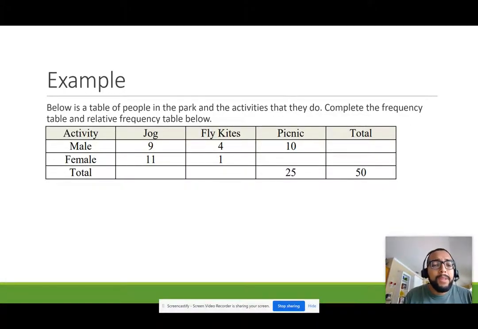It's not too bad. So to find the total number of people who jog, just add up the male and females. That'll be 20. Same thing for flying kites. Only 5 people are flying kites.